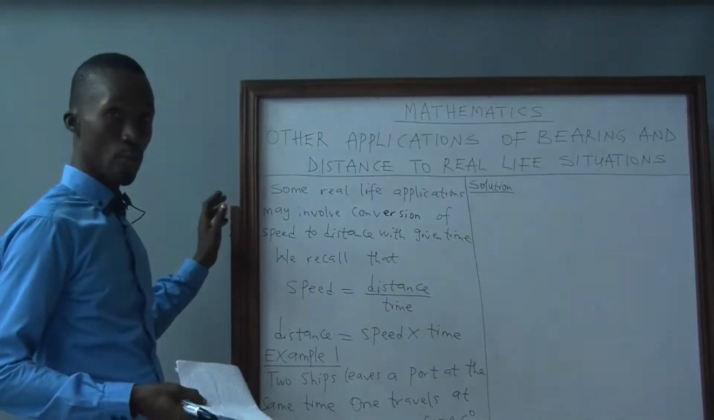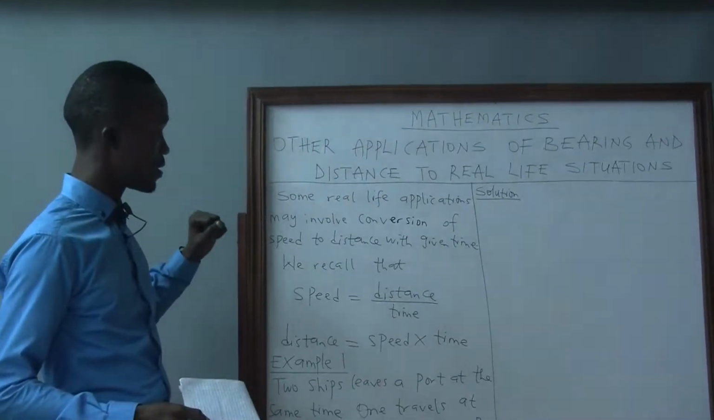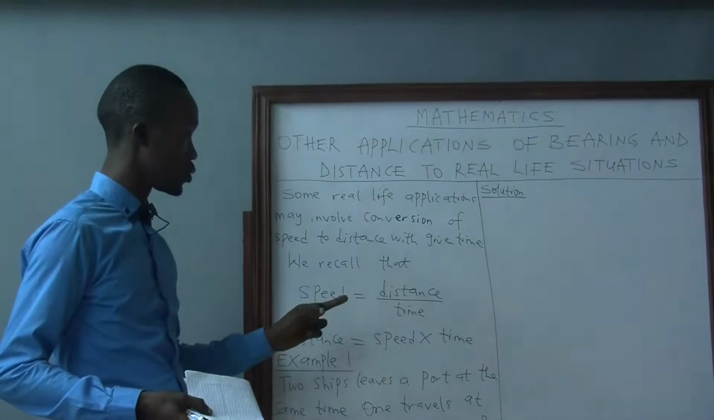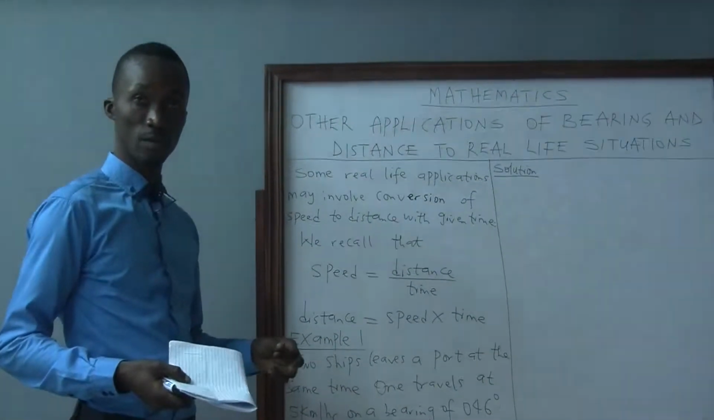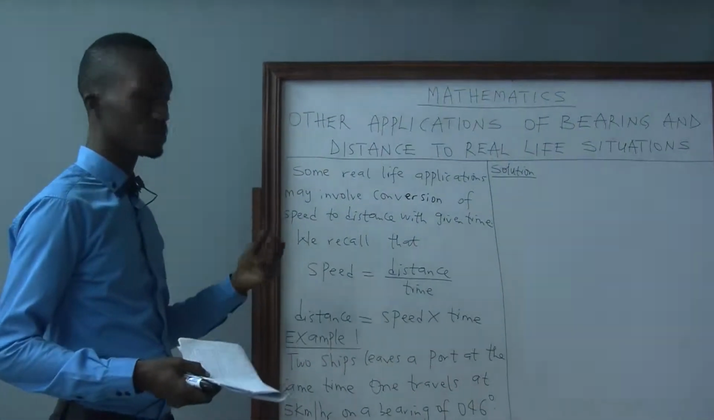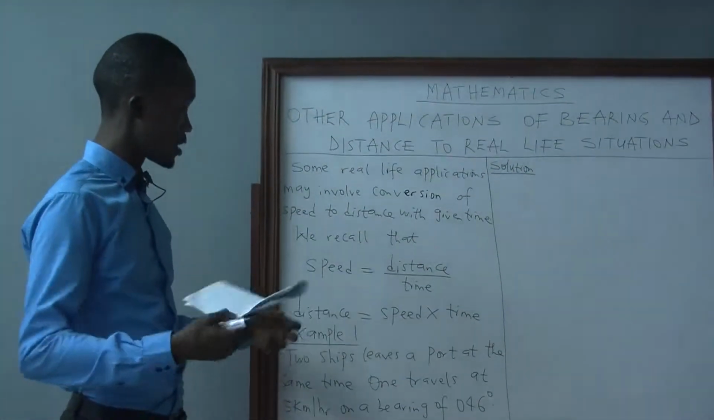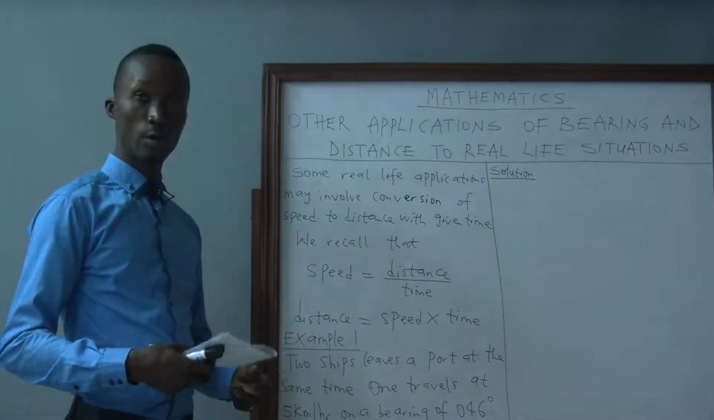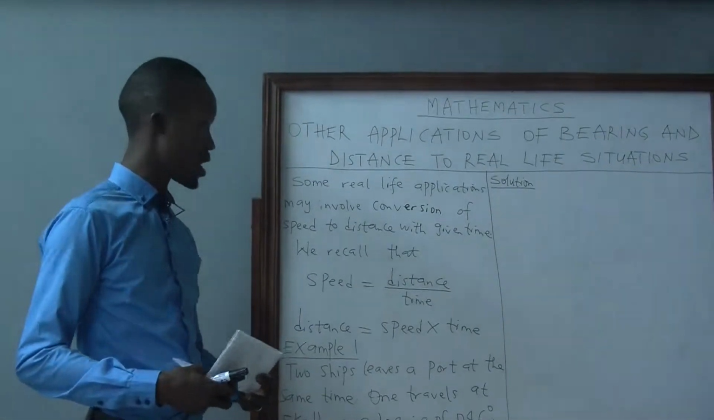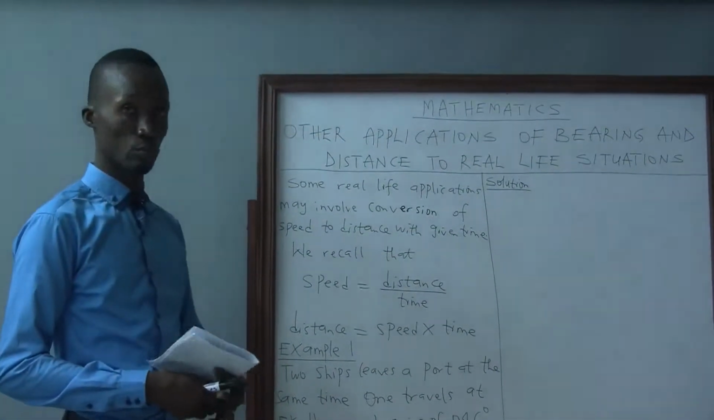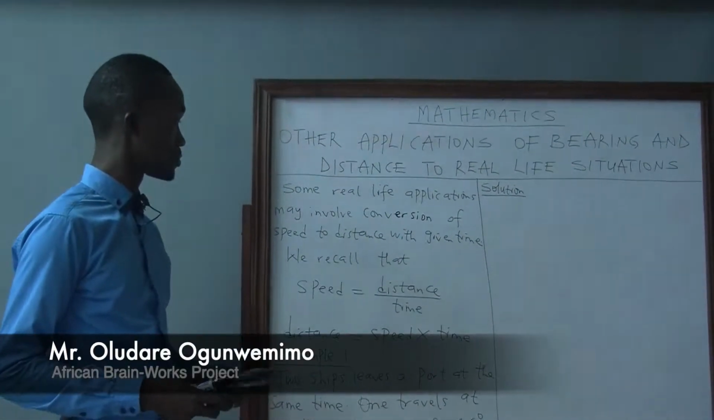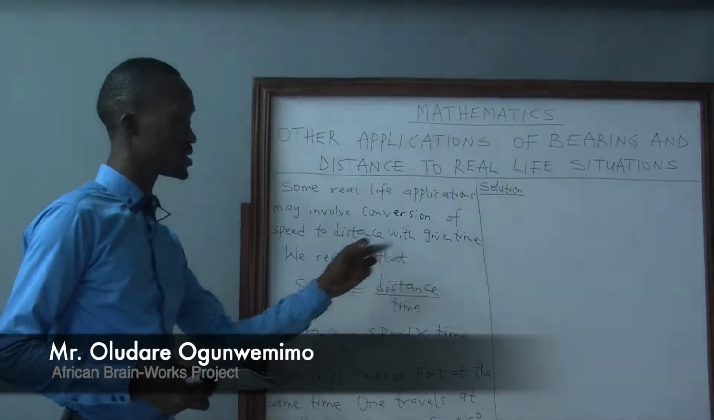But today we are looking at the case where we are only given speed and time, and we will be the one to calculate the distance ourselves before using the values that we obtain for the distance to carry out further calculations. And also, after the class, I will tell you about other areas of life where bearing and distance is applicable. Now from here, some real life applications may involve conversion of speed to distance with given time.